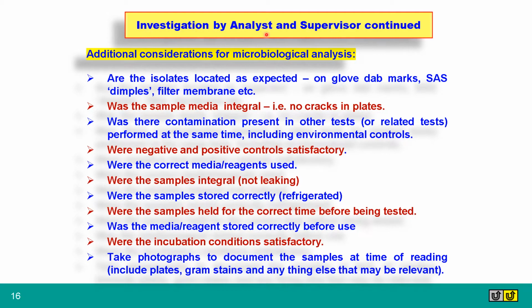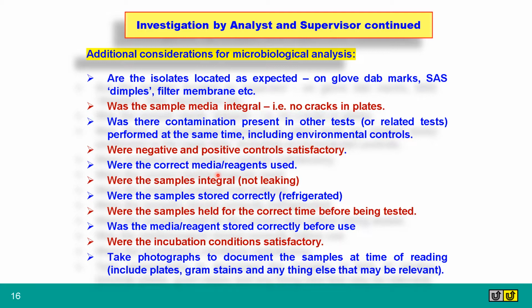Investigation by analyst and supervisor continued. Additional considerations for microbiological analysis. Are the isolates located as expected on glove dab marks, SAS dimples, filter membrane, etc.? Was the sample media integral, i.e. no cracks in plates? Was there contamination present in other tests or related tests performed at the same time, including environmental controls? Were negative and positive controls satisfactory?